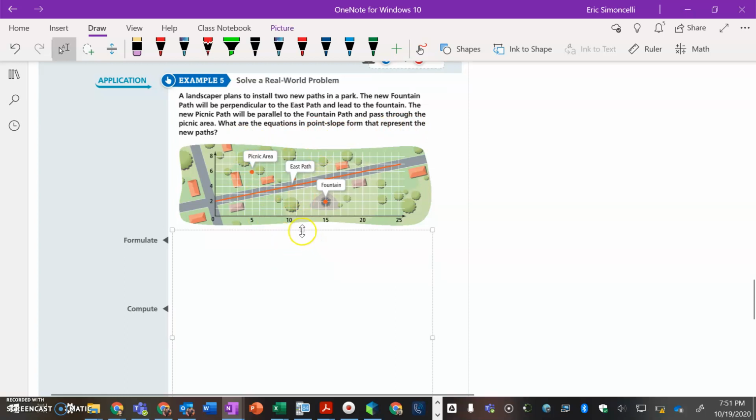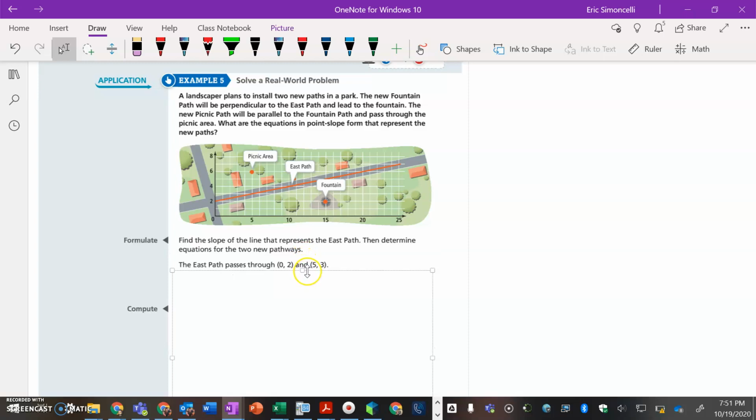So we're going to begin by finding the slope of the line that represents the east path, then determine the equations for the 2 new paths. Let's determine the east path using 2 points, (0, 2), which is this point here, and (5, 3), which is this point right here. You can find the slope using y2 minus y1 over x2 minus x1: 3 minus 2 over 5 minus 0, and you get 1 over 5. That's the slope of the east path.